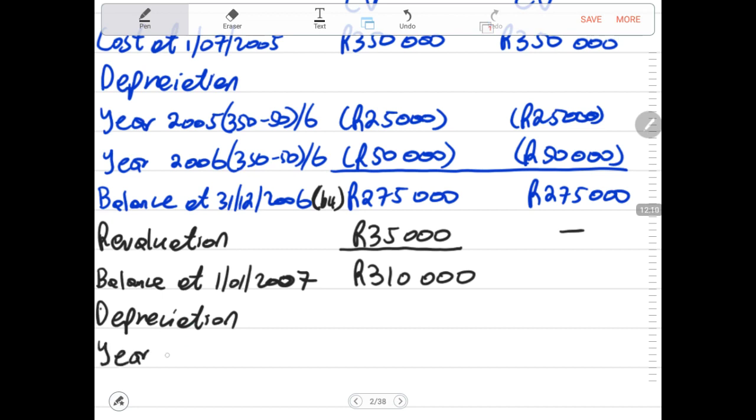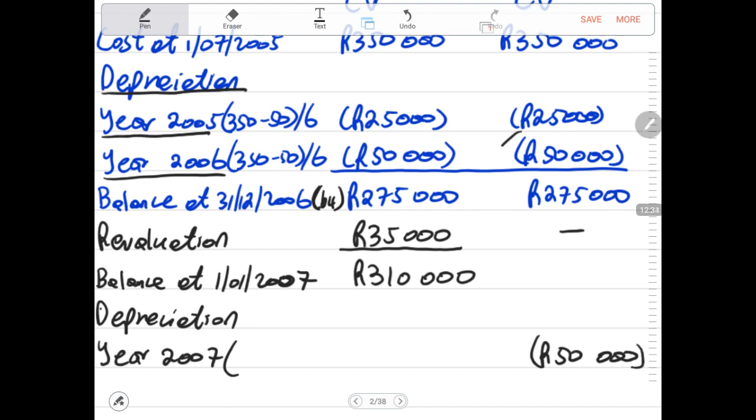Always we specify and say year 2007. Depreciation after that, to specify for which year, all the time. Then we have depreciation for the year 2007. Remember, nothing changes under historic. Depreciation under historic remains a certain amount of 50,000 rands. Nothing has changed. It is the same depreciation for the full year, which was 350,000 minus a residual value of 50,000. Then we divide that by the useful life of 6 years.